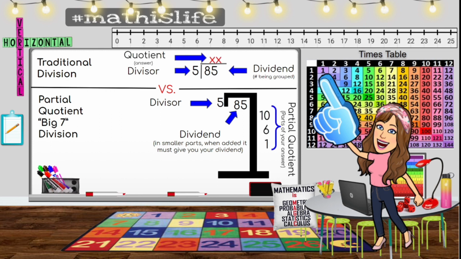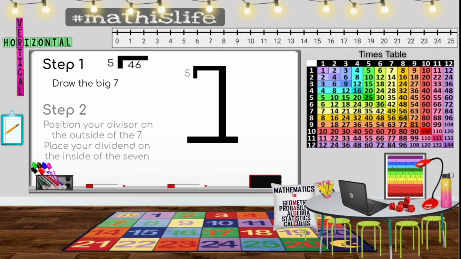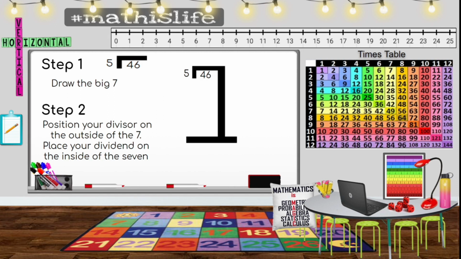But when it comes to your quotient, in long division, the quotient goes above the symbol, but with the big seven, you have partial quotients on the outside, which at the end you're just going to add together. So let's start with step 1. For step 1, we're going to draw the big 7, and position the divisor on the outside of the 7. You're going to place your dividend on the inside of the 7, just like you would with long division.